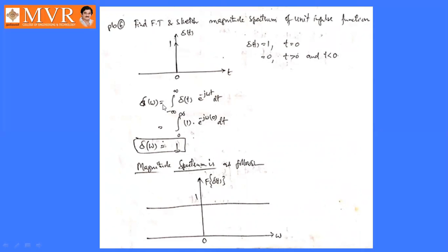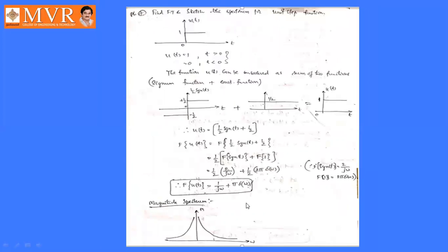Okay. So delta of omega equals the integral from minus infinity to infinity of delta of t e power minus j omega t, but it exists only at t equal to 0. So it is 1 into e power minus j omega into 0, that is e power 0, that is 1. So its value is 1. Okay. So the magnitude spectrum is as follows. It is from minus infinity to infinity, and its value is unity. Okay.